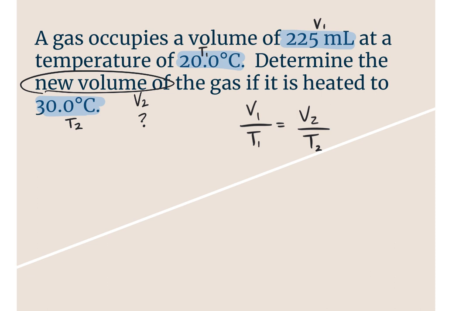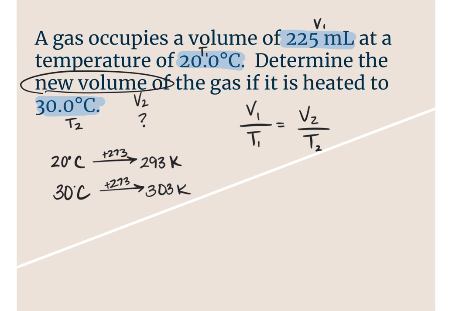So what I want to do is take my numbers, plug them in, except I have to turn the 20 degrees Celsius into Kelvin. So that's going to become 293 Kelvin because we're adding 273. And then the 30 degrees Celsius is going to become 303 Kelvin. Again, you're adding the 273. So you put your initial volume, the 225, over that initial temperature, 293. V2 is our unknown volume, and T2 is 303. So you just solve this algebraically.